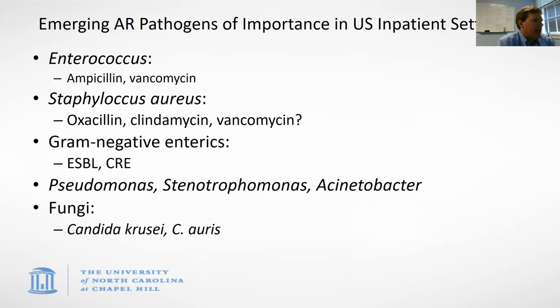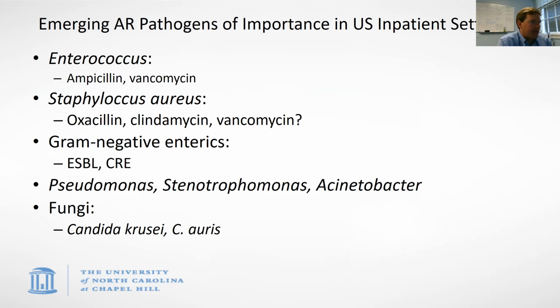All right, so I said I would talk about particular groups of organisms that are really important and then how we manage them. So Enterococcus, ampicillin resistance or vancomycin resistance. Staphylococcus aureus, we talk about oxacillin resistant or methicillin resistant, MRSA. Clindamycin resistance in Staphylococcus aureus is also kind of a big problem for outpatients. And vancomycin resistance is a specter that is out there, but really hasn't become an important problem, though it could one day be.